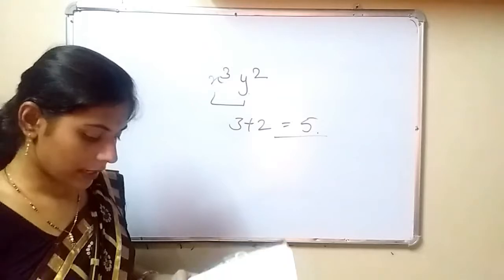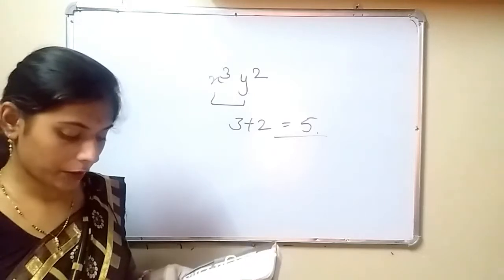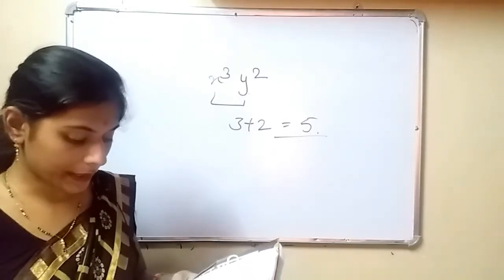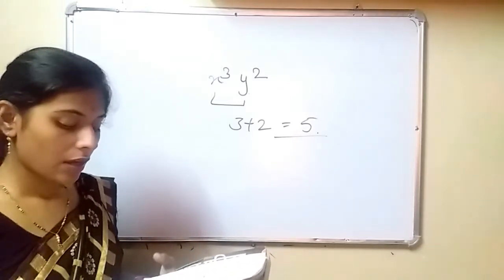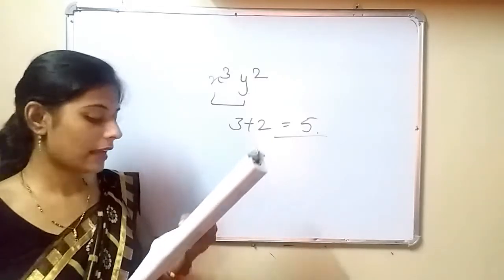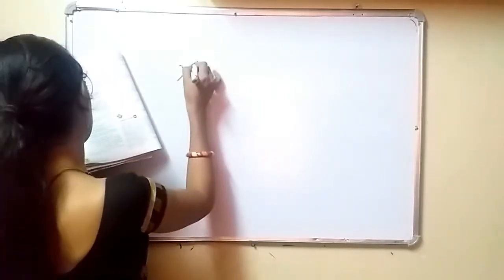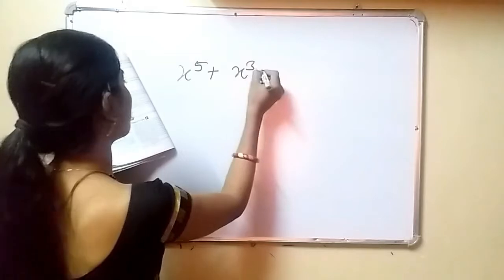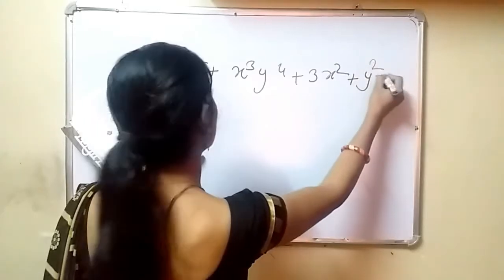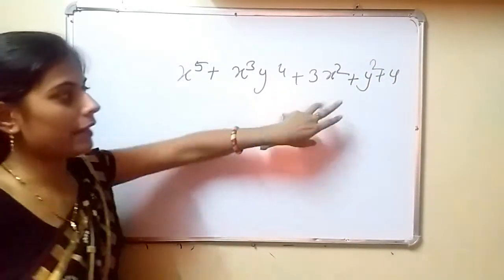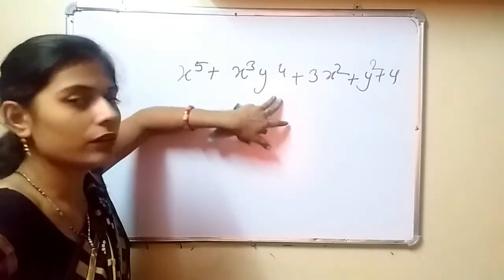Now see, hence the term xy has a degree 2, thus the polynomial x to the power 5 plus x cube y to the power 4 plus 3x square plus y square plus 4 is of degree 7, as the highest power of a term. I will explain this example to you. The polynomial is x to the power 5 plus x to the power 3 y 4 plus 3x square plus y square plus 4. Now you have to find the highest degree, the highest power.